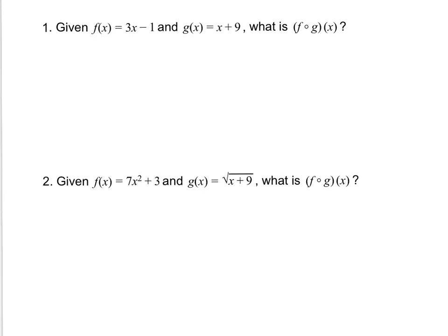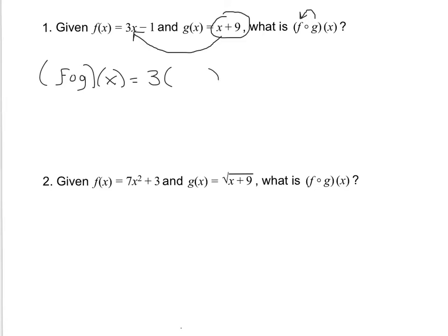So the first one says, given f of x equals 3x minus 1 and g of x equals x plus 9, what is f of g of x? Remember, whatever comes second is what gets plugged into the first one. So we're going to plug g into f. Whatever g of x is, which in this case is x plus 9, we will put in everywhere there's an x in the f function, which is just one place. So f composed with g of x is going to be 3, but instead of the x, I'm going to put the x plus 9, which is the g function, minus 1.